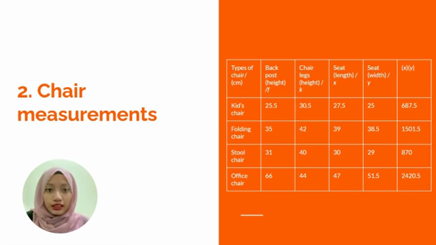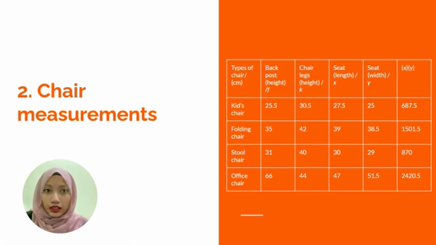Next is the folding chair. The folding chair has the back post height of 35 centimeters. The chair legs have the height of 42 centimeters. The seat length is 39 centimeters and the seat width is 38.5 centimeters. And if we calculate the seat area, we got 1501.5 centimeters square.